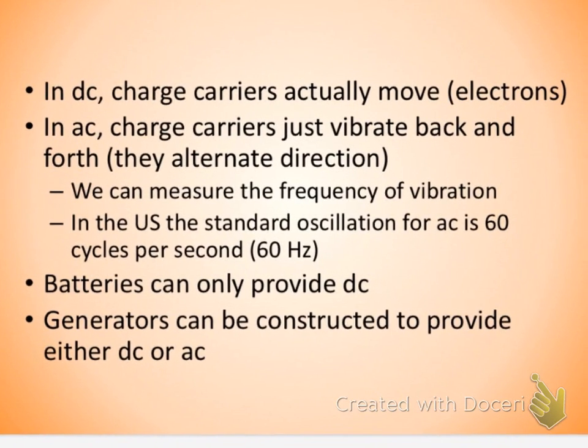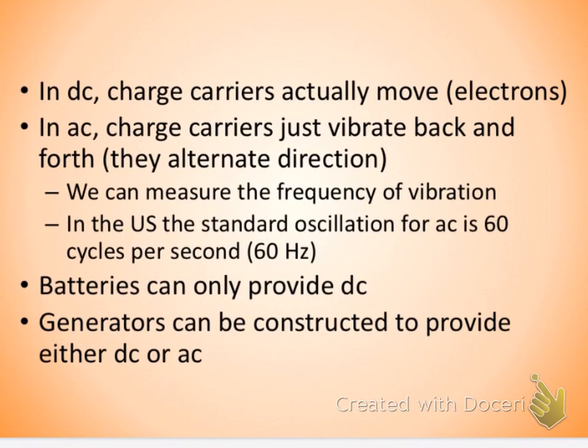So in direct current, you actually have charge carriers that are moving. They are changing location. They are flowing through the circuit. And batteries provide direct current. So in a battery, you have 2 terminals.